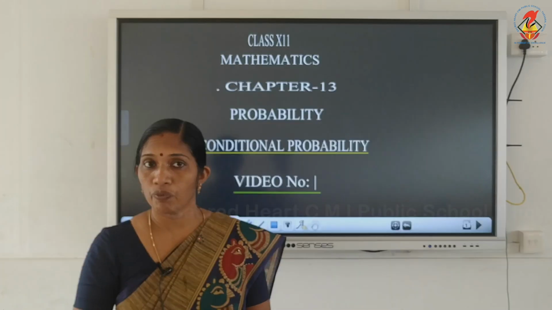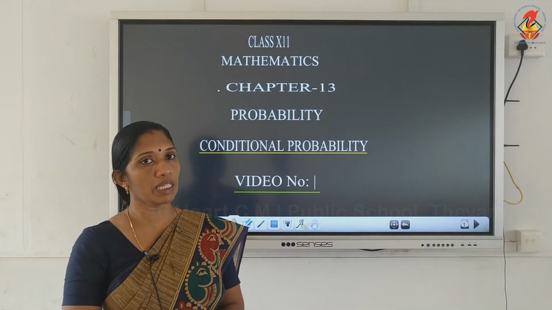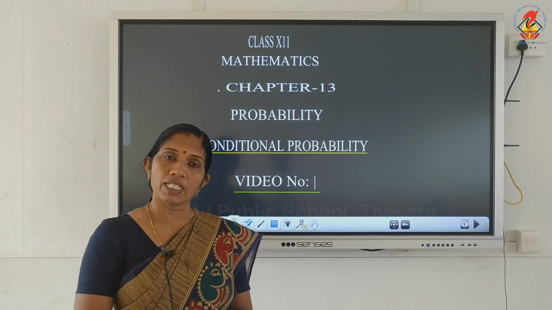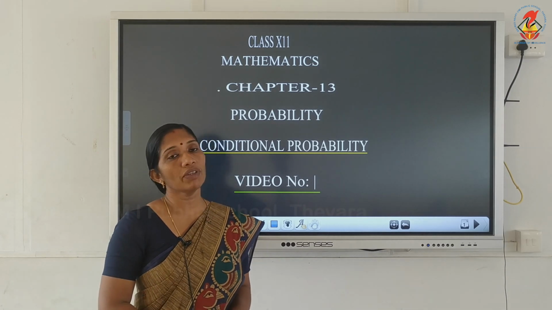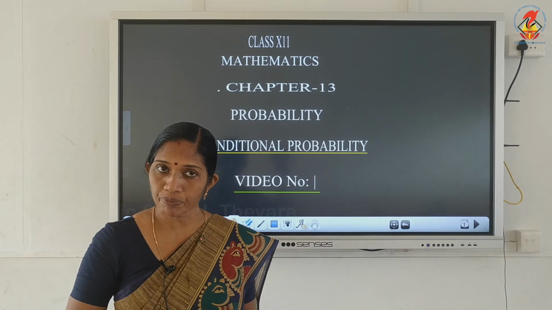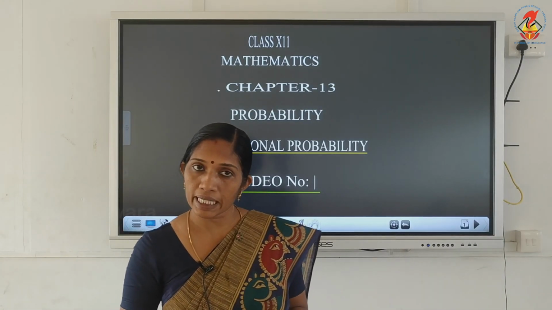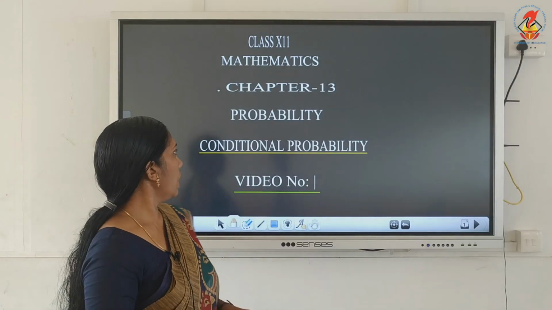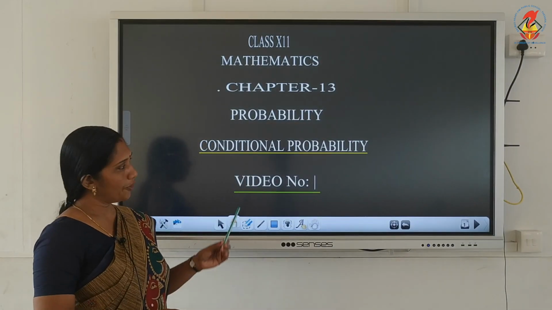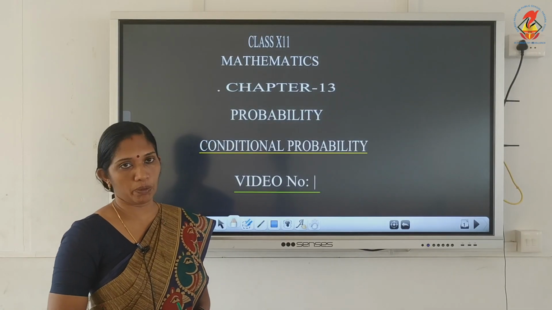Then we know what is mutually exclusive event. Two events are said to be mutually exclusive if their intersection is equal to null set. Then mutually exhaustive and complementary events. So now we have to learn the new topic, conditional probability.